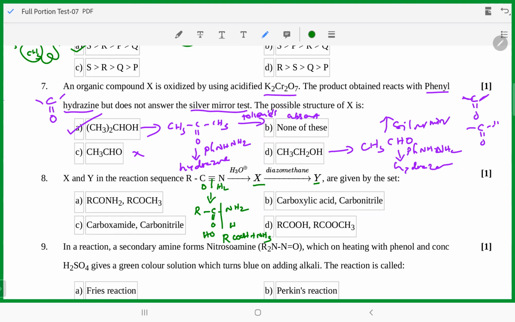Okay, and then diazomethane, what is it? CH2N2 is the diazomethane. When you have acid react with diazomethane, it gives RCOOCH3 plus N2. This is called an ester. So your answer is carboxylic acid and ester. D is the answer.